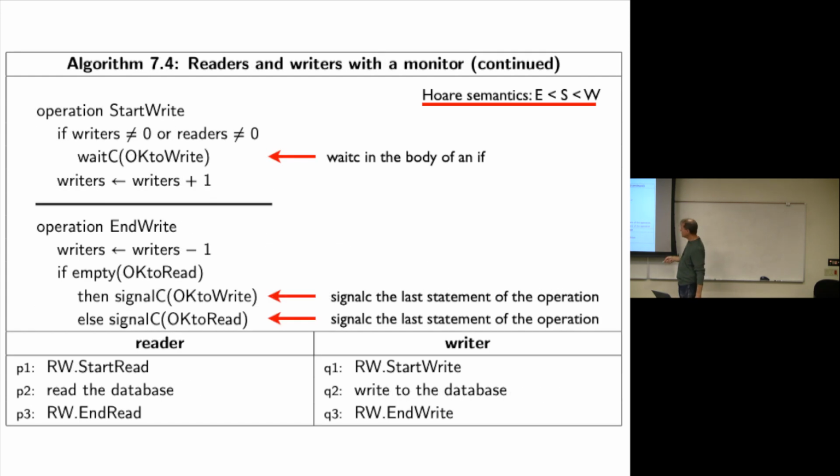And now let's take a look at operation start write and operation end write. And then we'll go through a little scenario. So now here's a writer. The writer's trying to get in, okay? And so what happens? When is it a problem? If another writer is already in there, that's a problem, because there can only be one writer in there at a time. So if writers is not equal to 0, that's a problem. Or what? Readers. So if there's any readers or writers in there at all, what do we have to do? We have to wait C, okay to write.